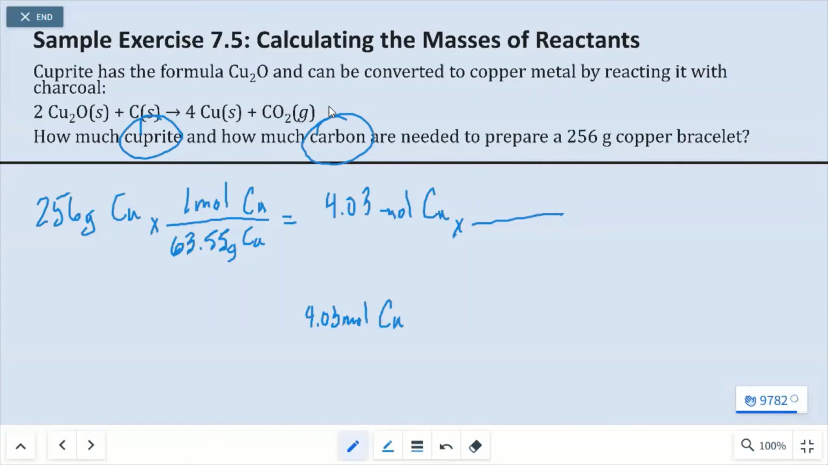For the cuprite, we would have moles of copper turning into moles of cuprite. The relationship there is 2 to 4. And then 1 mole of cuprite, 63.55 times 2 plus 16 is 143.10 grams.